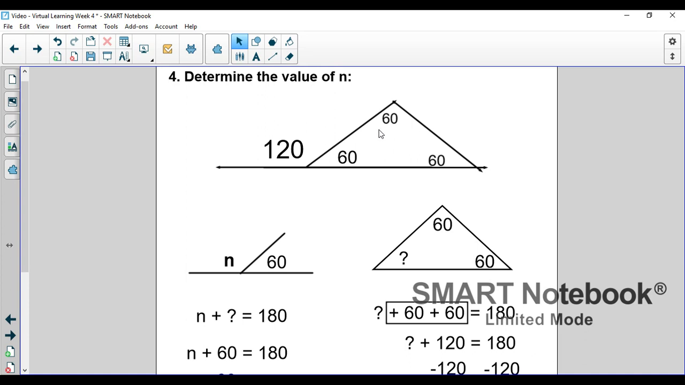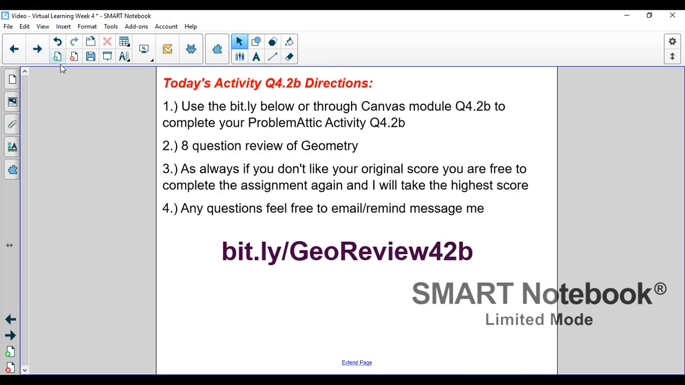I also have this triangle with three 60-degree angles. Well, 60 plus 60 plus 60 is also 180 degrees. All the relationships check out. The math works out. All right, that ends today's lesson.